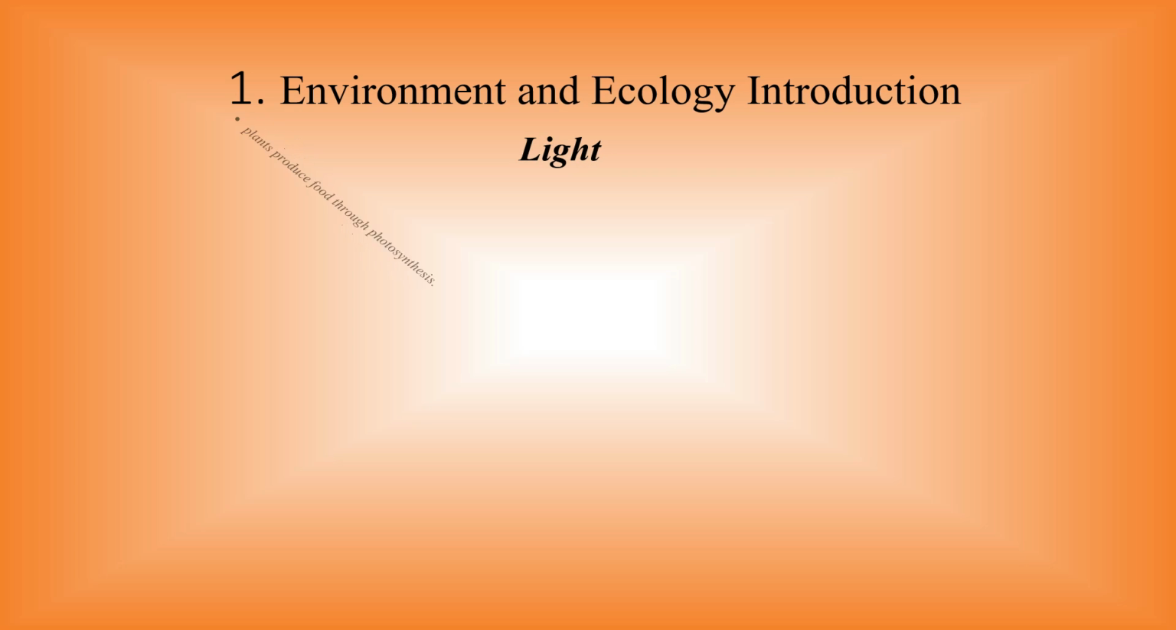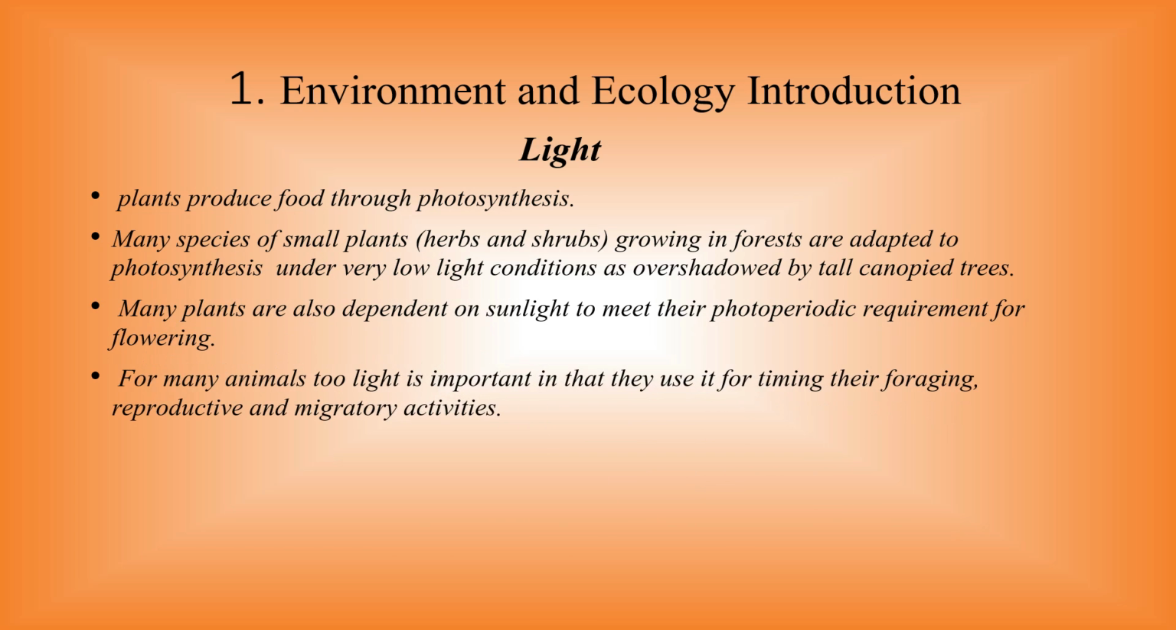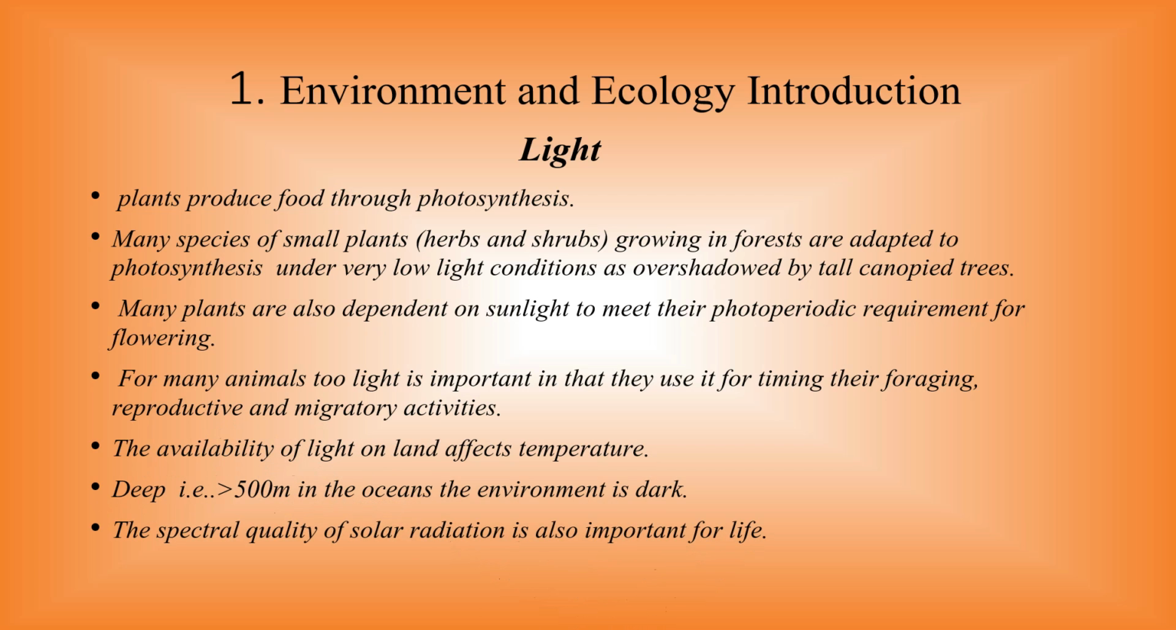Now we'll see the third one, which is light. Plants produce food through photosynthesis, and photosynthesis needs light from sunlight. The sun is the source of light. Many species of small plants growing in forests are adapted to photosynthesis under very low light conditions, as they are overshadowed by tall canopy trees. Many plants are dependent on sunlight to meet their photoperiodic requirement for flowering, and many animals too use light for timing their foraging, reproductive, and migrating activities. The availability of light on land affects temperature also.